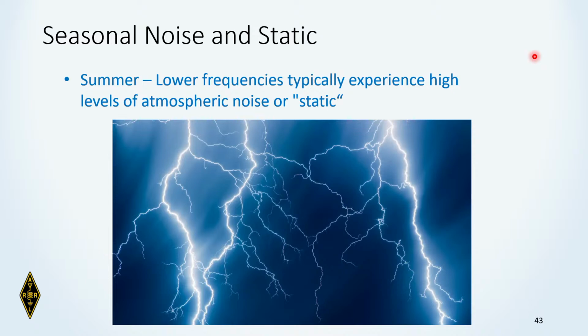In summertime, the lower bands are not always our friend. We talked about the D layer not being our friend because it was absorbing the lower frequencies. Now in summer, the conditions are just perfect between humidity and temperature to cause thunderstorms. So lower frequencies typically experience high levels of atmospheric noise or static. And you can definitely hear this.